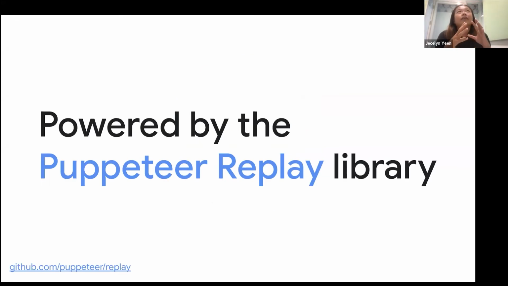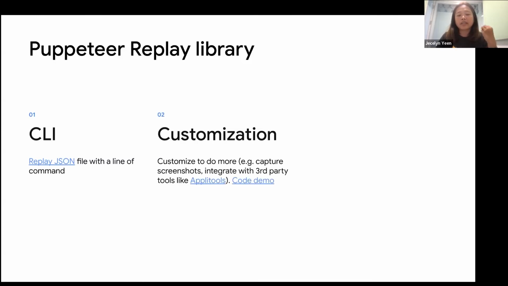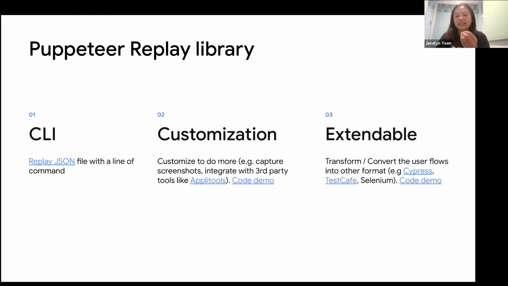And this capability of exporting the JSON file to other test scripts is actually powered by an open source library that we built recently. It's called Puppeteer Replay. So the Puppeteer Replay library is a CLI, so you can replay the file with just a line of command, or you can do customization to do more. For example, you can write your script, extend the library to capture a screenshot or integrate with third-party tools like AppTools. Or you can extend it, transform and convert your script to Cypress.